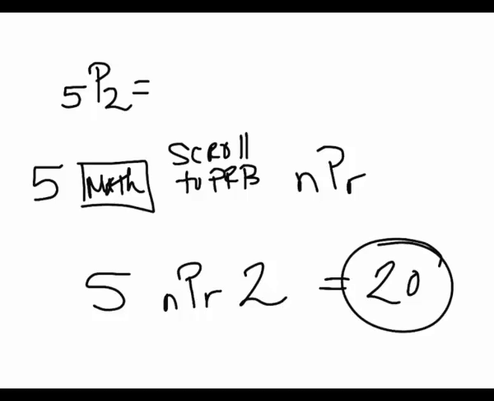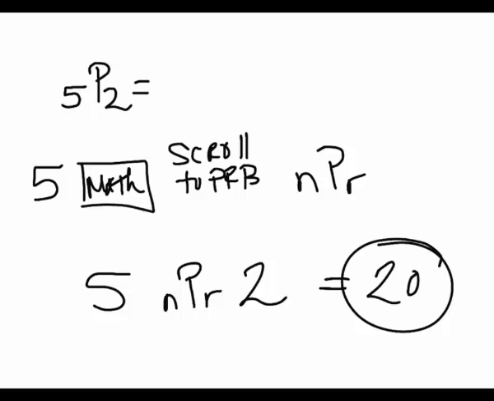So if you had 5 of whatever, we're keeping it really general right now, and you chose 2 and then started switching all of the different permutations, you can have 20 permutations. Okay? It would be the exact same thing for combinations.